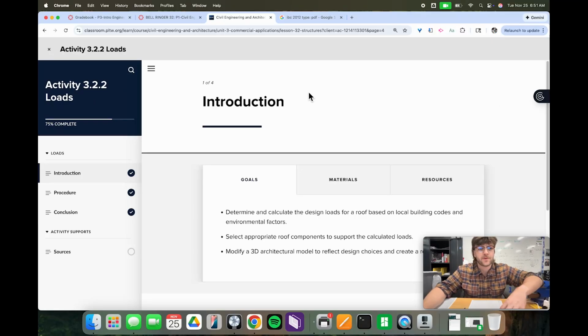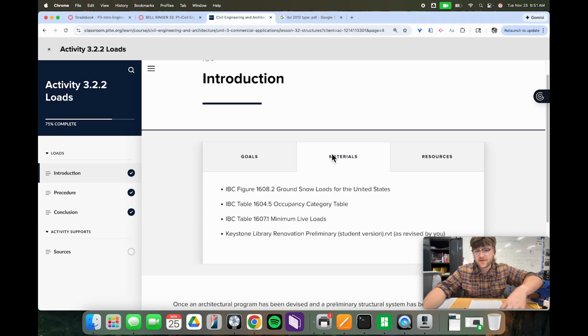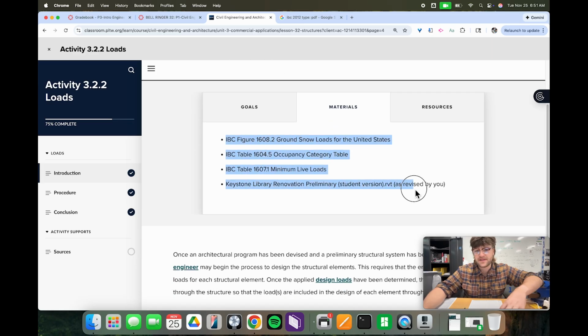Hello everybody. In this video, we're going to be going through activity 322, loads. So you want to make sure that you have these materials in mind. Underneath the materials tab, there are these figures and tables. These are going to be very, very important for this activity in the IBC.